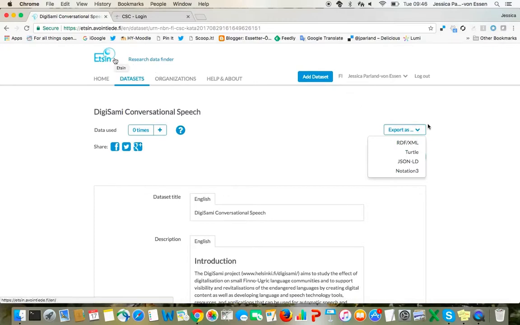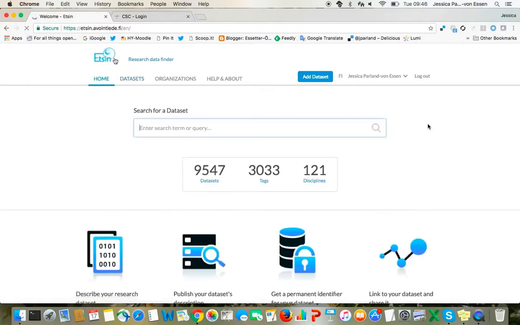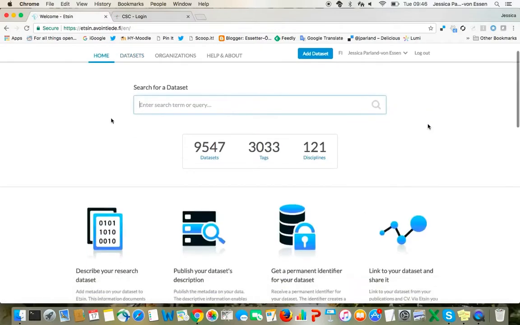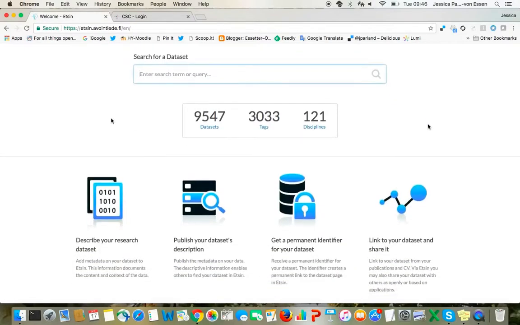Etsin only stores metadata, not the data itself. In order to describe a dataset, you need to authenticate yourself by logging in with Haka. Etsin is a service provided by the Ministry of Education and Culture. The service is produced by CSC IT Center for Science.